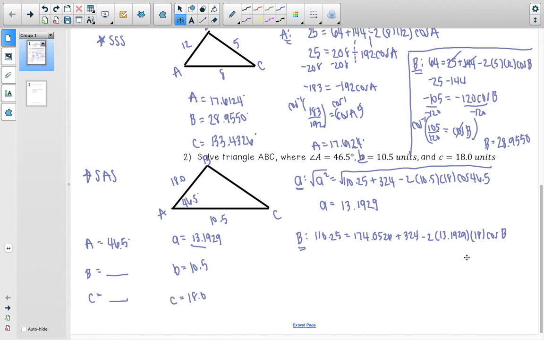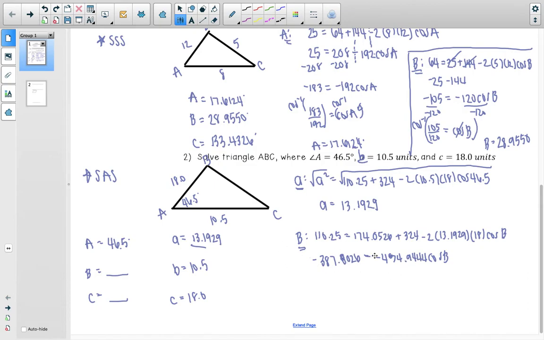All right, now that you're back, what your first step should have been is taking the 174.0526 and the 324 and subtracting it over. So we're going to take this whole thing and subtract over it. I'm not going to write it out because I think you can do this. That gives you 387.8026 equals, and then if you multiply the 13.1929 times 2 times the 18, you get negative 474.9444 cosine of B.